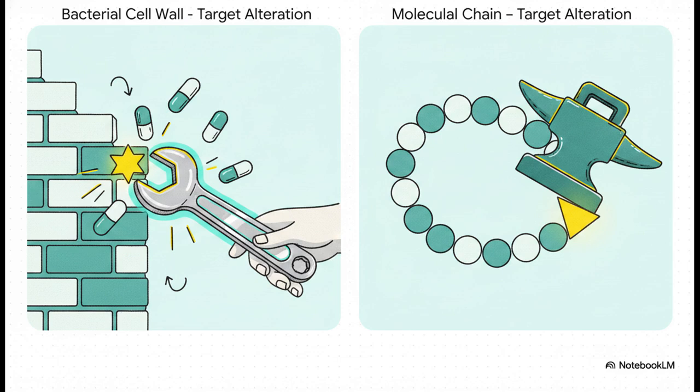Now, compare that to VRE, vancomycin-resistant enterococcus. VRE uses VAN genes to fundamentally alter the end of its peptidoglycan stem peptide. It changes it from D-ALA to D-ALA-D-lactate. That single structural change drops vancomycin's binding affinity by 1,000 times.